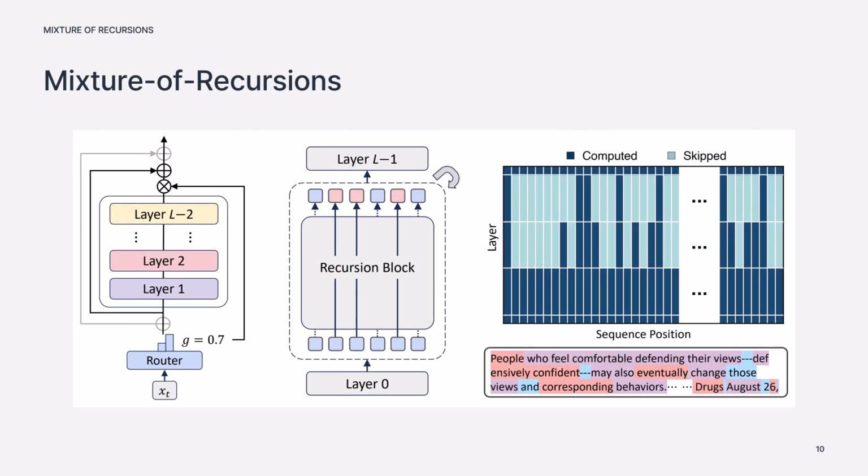Here's the MoR overview. Relative to a basic recursive transformer, the key change is that each token can take a different number of recursion steps. Or rather, each recursion block decides whether a token continues or exits, so different tokens end up with different depths.